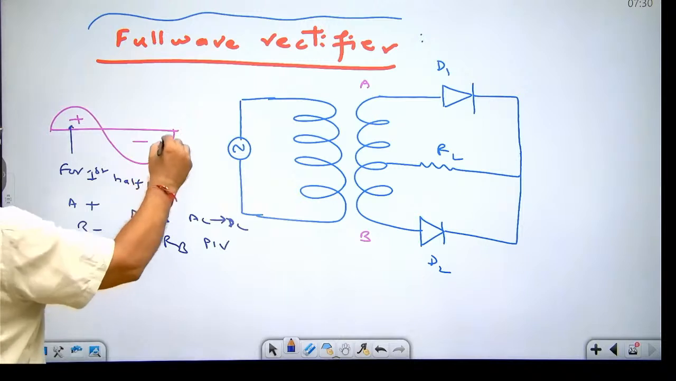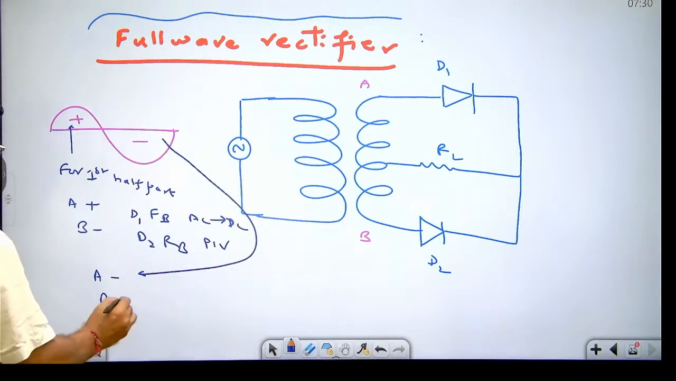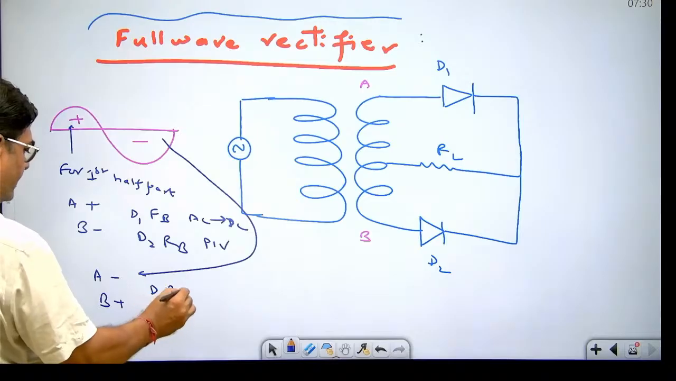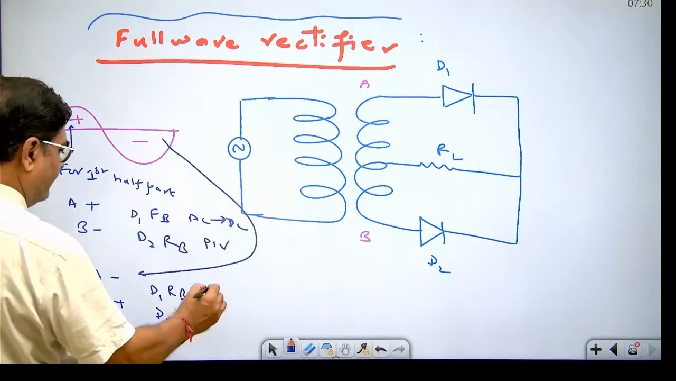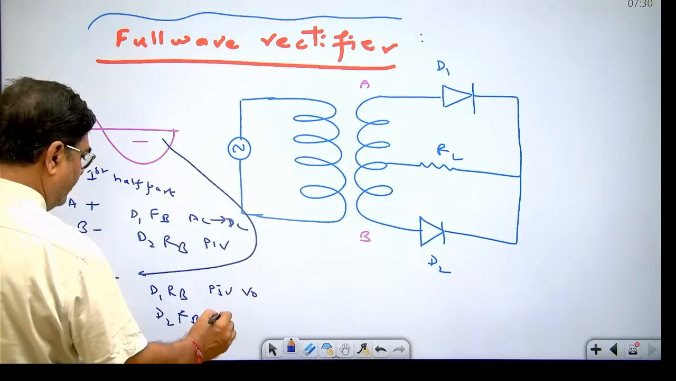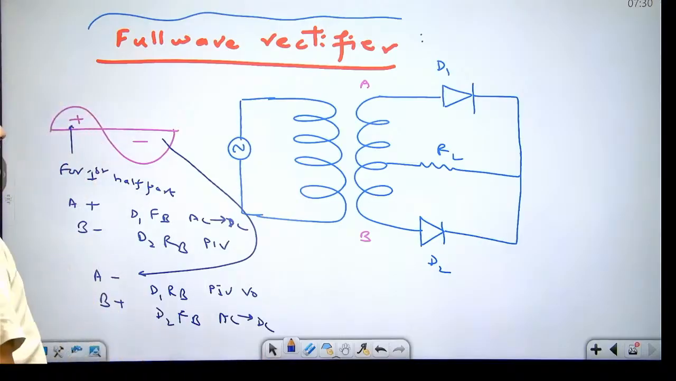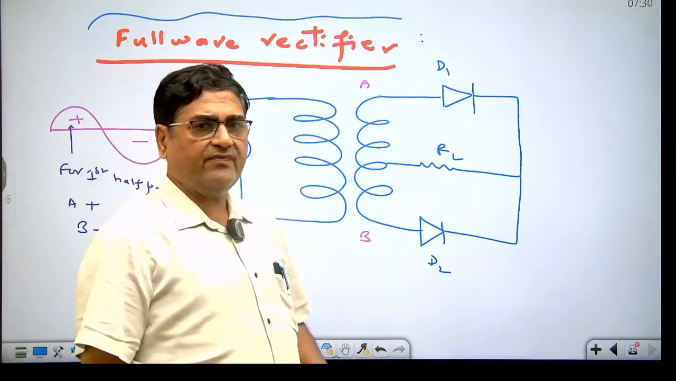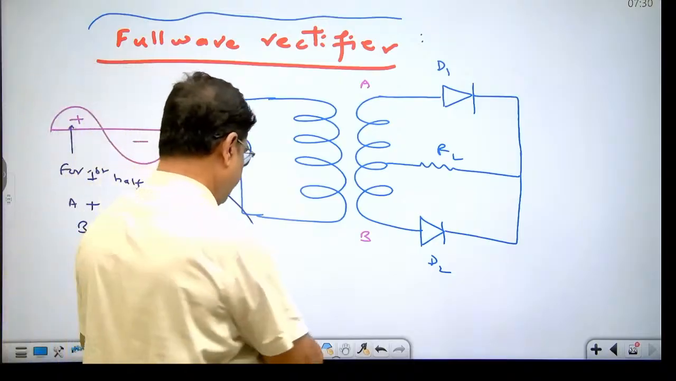For the second half part of the input AC signal, A becomes negative, B becomes positive. So D1 becomes reverse bias, D2 becomes forward bias. So peak inverse voltage takes place here, that is equal to V0, and diode D2 converts AC into DC. So dear student, in this full wave rectifier, both parts of the input AC signal are converted into DC signal.